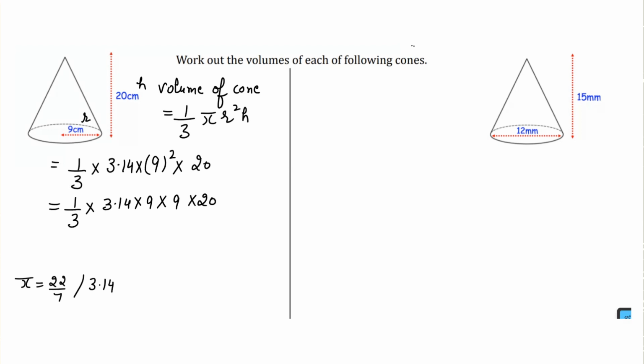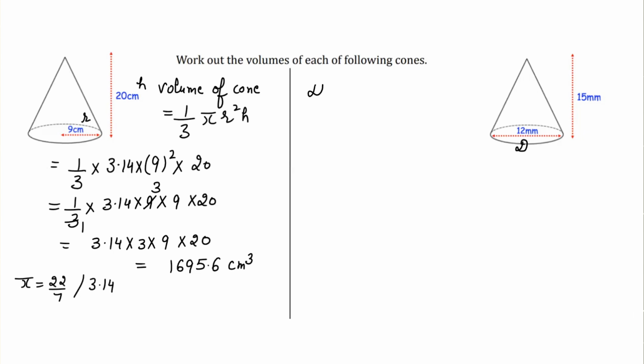Now we will simplify. 3 ones are 3, 3 threes are 9. So we will get 3.14 into 3 into 9 into 20. If we multiply all these numbers, we will get 1695.6 centimeter cube.